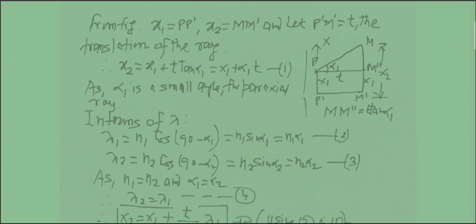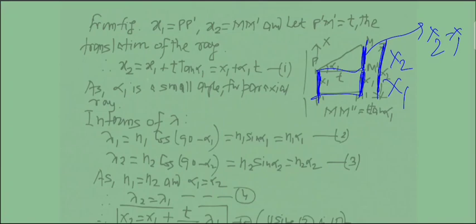So P dash M dash is equal to t, the translation of the ray. This small t is your translation of the ray. So x2 is equal to x1 plus t tan alpha 1. Now let us understand how this particular expression has come. As this is a rectangle, this is equal to x1, so this will also be equal to x1 only. Over here, from here till here, this is equal to x2. So this particular thing will be equal to x2 minus x1.